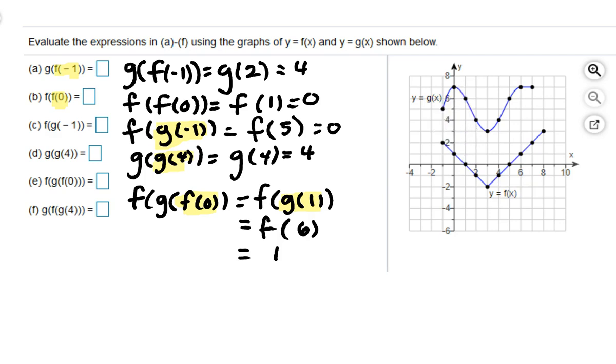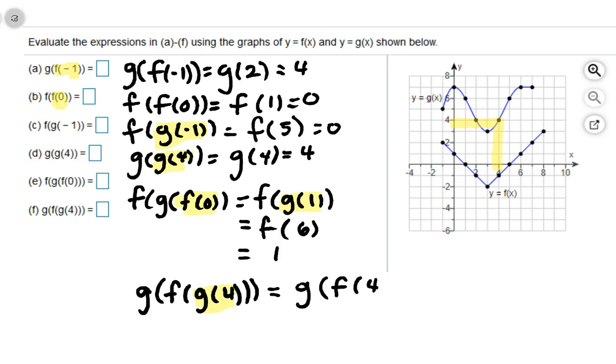Let's try the next one. The next one is g of f of g of 4. Starting on the inside, g of 4. So we have an x value of 4. We'll go up to the graph of g. We get a y value of 4. That's g of f of 4 now.